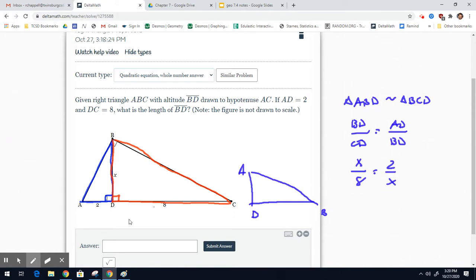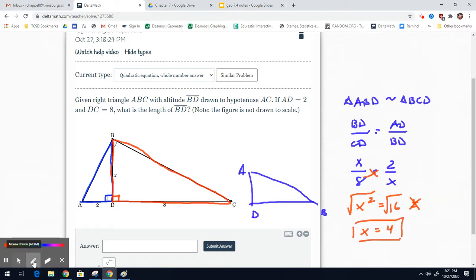So now when we cross multiply, X times X is going to become X squared, and 8 times 2 is 16. To solve this, we need to take the square root of both sides. Now, technically, when you take the square root, you should put a plus or minus with this 16, but we're not going to because X cannot be negative, it can only be positive. And we just simply take the square root of 16, which is a nice even 4. And there's your value of X.